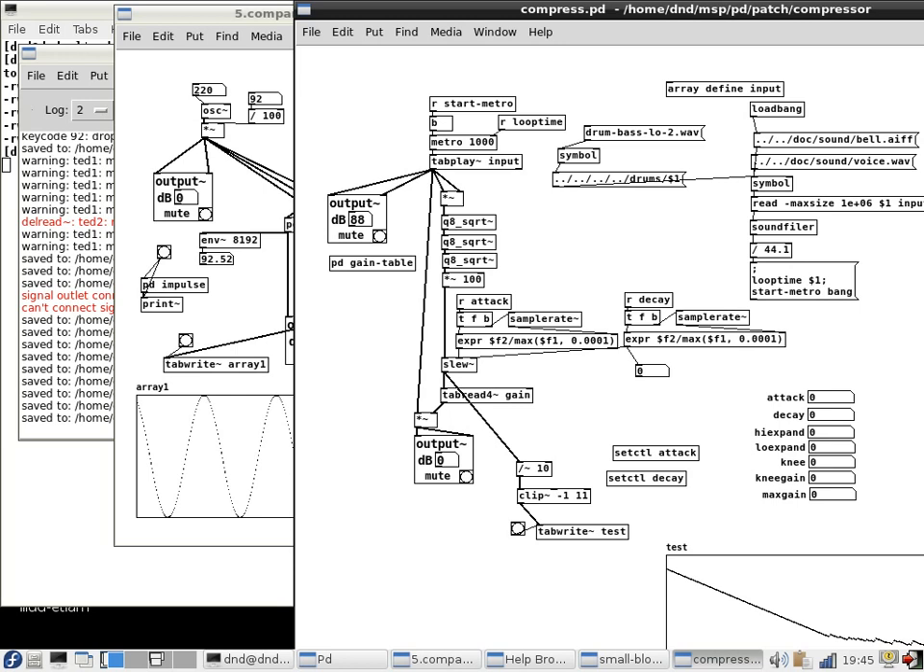Let's see, sound file, loop time, start metro bang. So now we're listening to this. Nothing. Oh, here it is. All right. That's out of some free sample set. Actually, I would like something a little better than that. You know what? I'm not going to go looking for anything better. I'm just going to live with what that is.